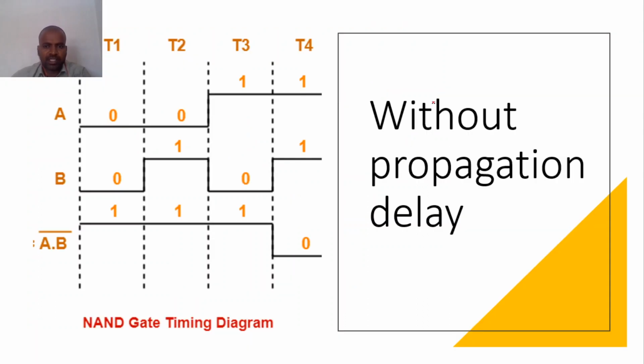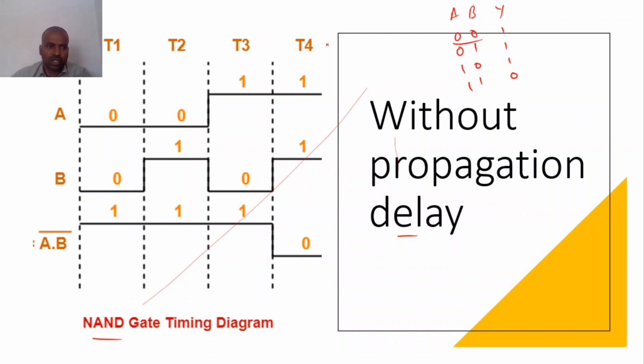Okay, right. And see, this is another example without propagation delay. This is a NAND gate timing diagram. So what is the NAND gate truth table? A, B, and output is Y. That is, NAND gate is quite opposite to AND gate. So these three outputs are 1 except this one.